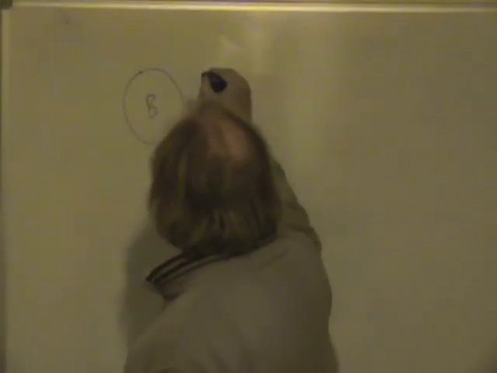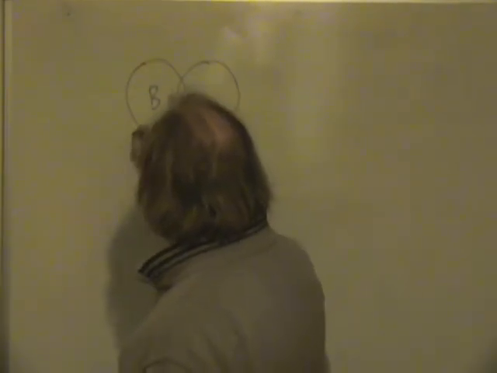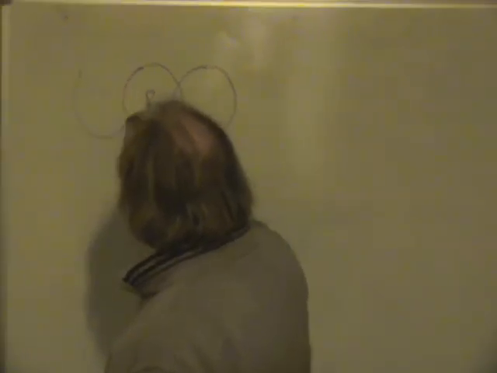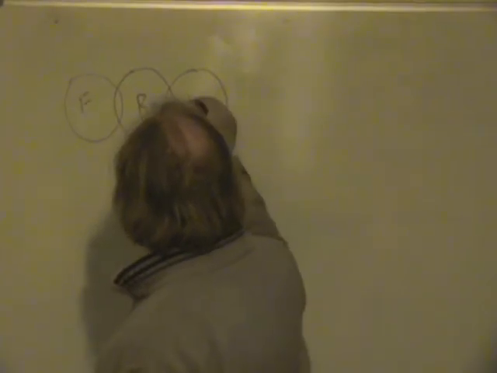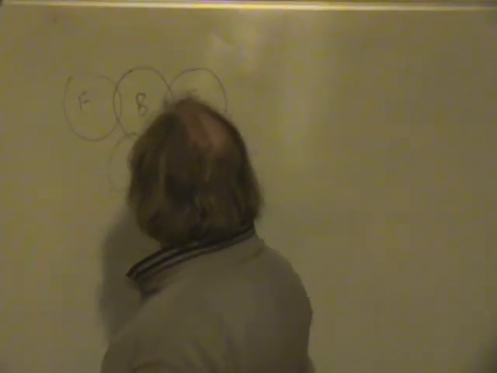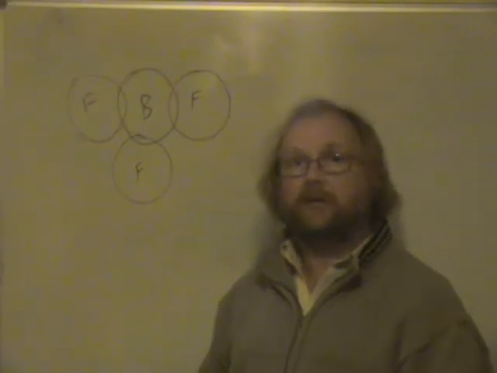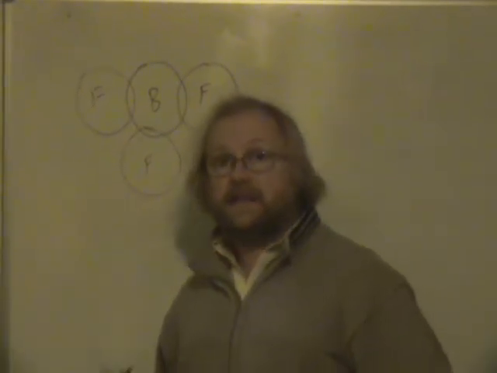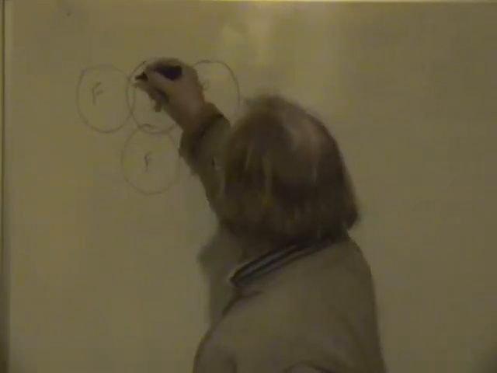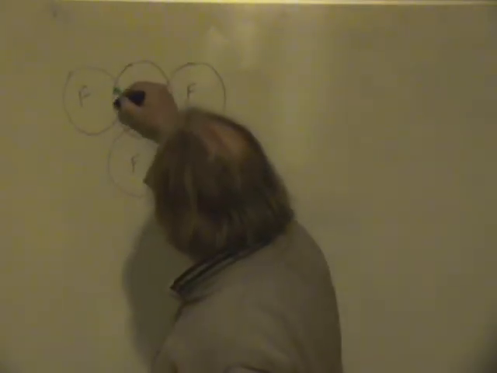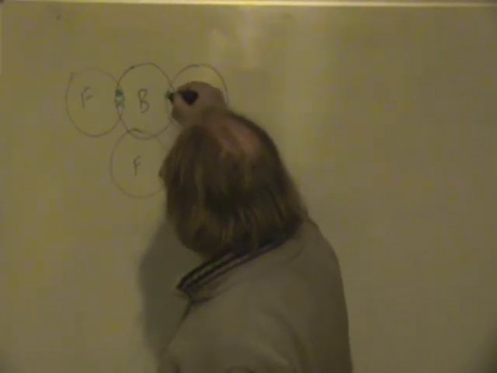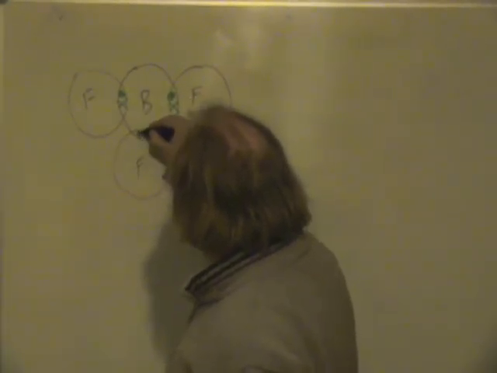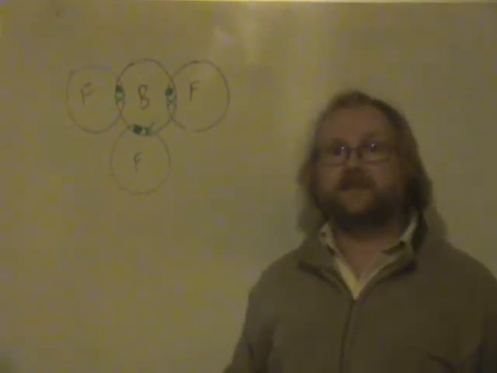Let's do BF3 first. So there's the boron in the middle, and we want 3 fluorines around it. 1, 2, 3. And the key thing to remember is that boron is in group 3. You don't have to remember it, you can see it in your periodic table, and that means it has only 3 electrons to play with, so it's going to make 3 shared pairs. And that's it as far as the boron is concerned. It can't make any lone pairs because it hasn't got any electrons left.